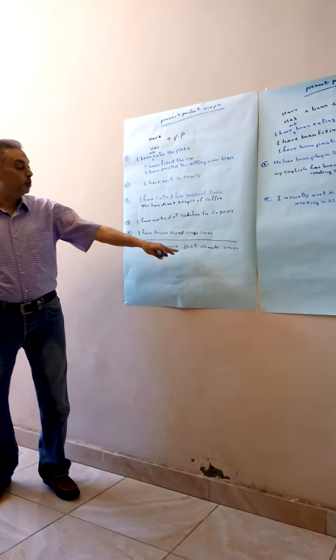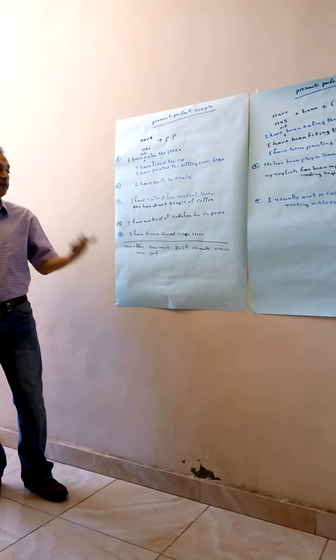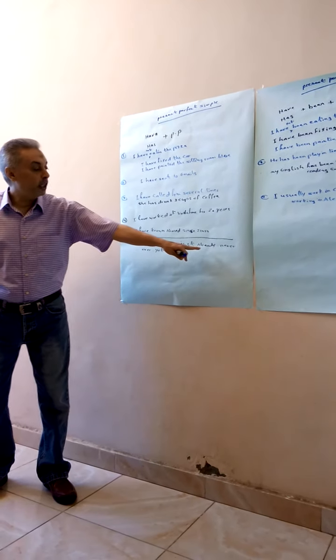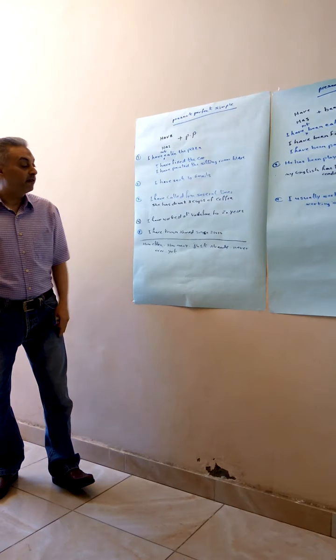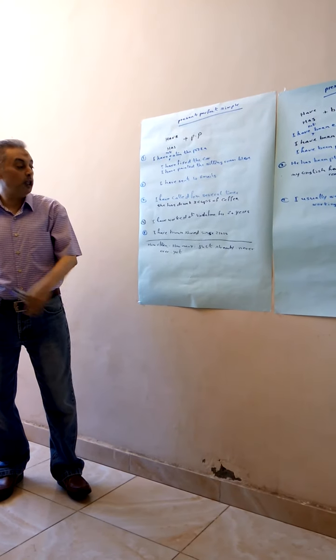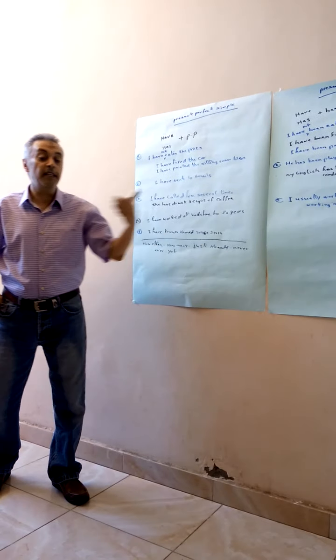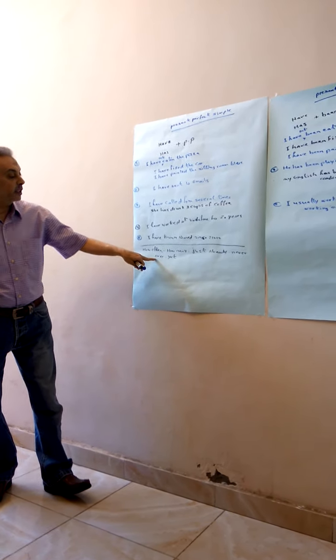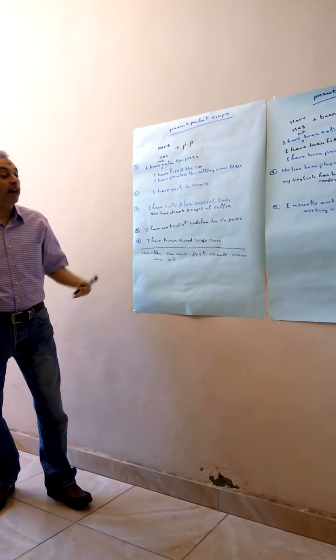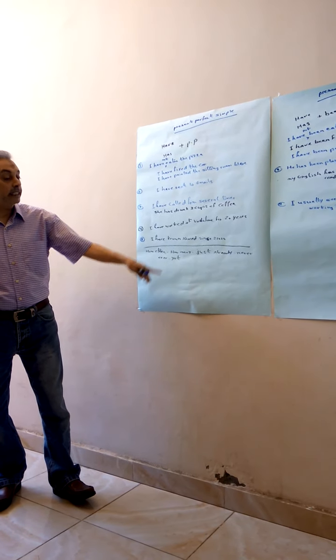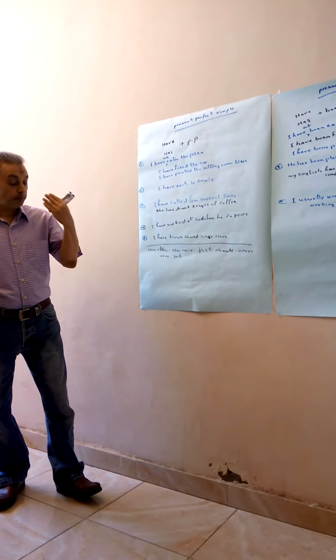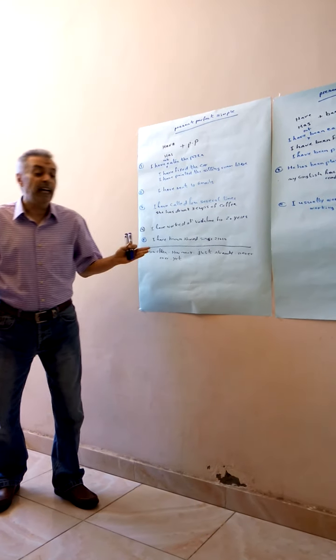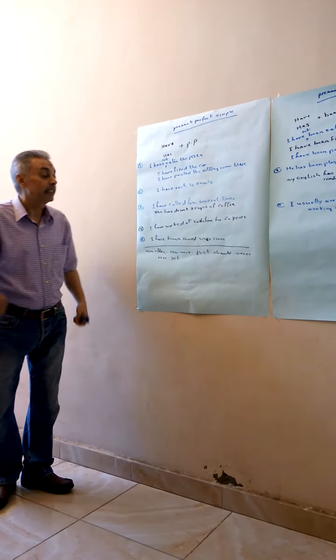Just is used in the affirmative form. I've just finished my homework. Already is also used in the affirmative form. I have already finished my homework. Never is used in the negative form. I've never traveled to France. Ever is used in the question form. Have you ever traveled to France? Yet is used in the negative form. I haven't finished my homework yet.